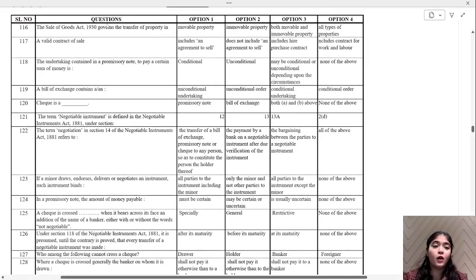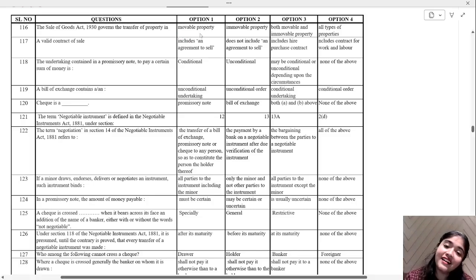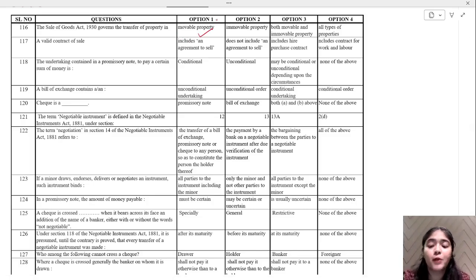Now, Sale of Goods Act 1930 governs the transfer of property in movable, immovable, both movable and immovable, or all types of properties. Think over it and then only answer. Right, that's correct. Only movable properties.